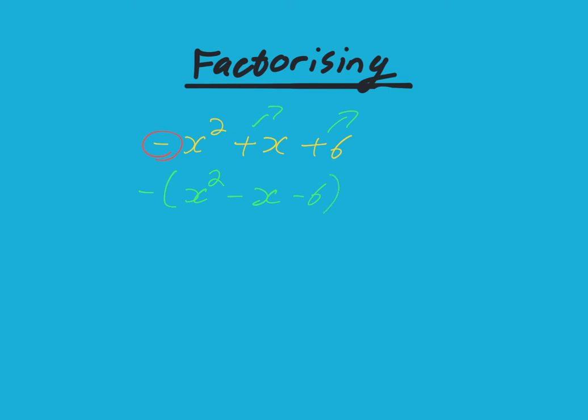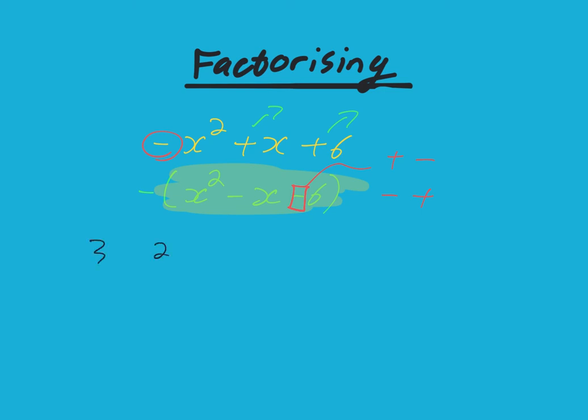So this is basically what we've got. And then we're just going to zoom in and focus solely on this bit over here. We're going to ignore the minus sign for a moment. So we've got a minus here, which means we're either going to have a plus minus or a minus plus. So let's try the factors of 6. Let's try 3 and 2.